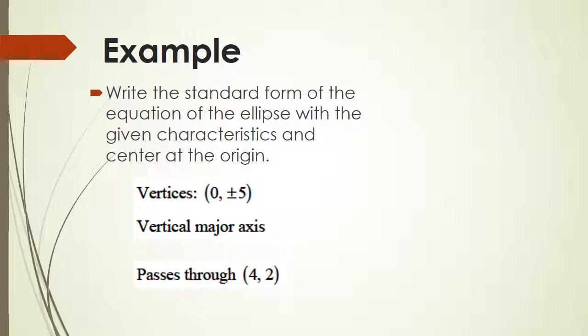Okay, another problem. This time they gave us the vertices, and they told us that it has a vertical major axis, which actually knowing the vertices tells us that, and it gives us a point that it passes through. This is going to be similar to the parabola problem we did. So pause the recording. You might want to make a sketch. Give this a try and resume to check your answer.